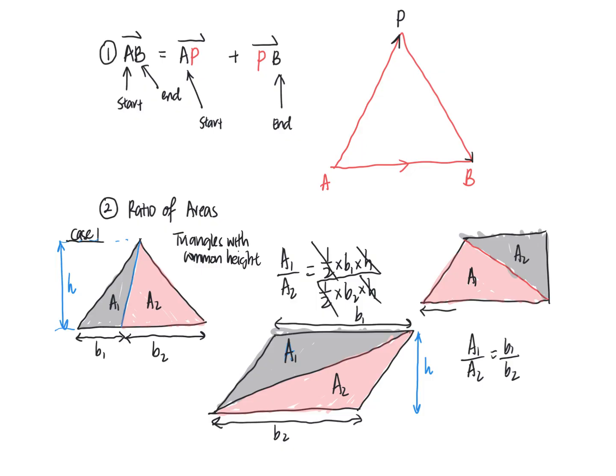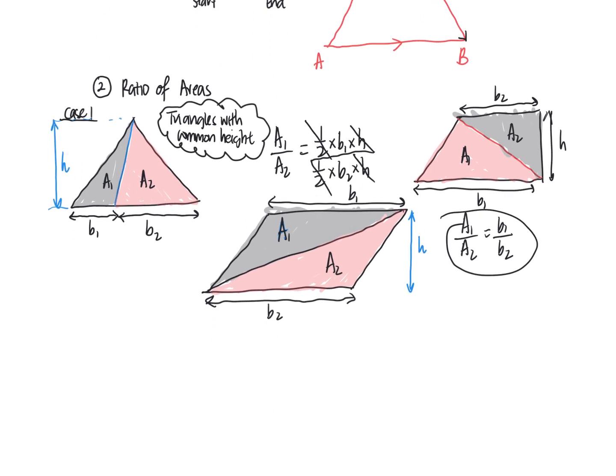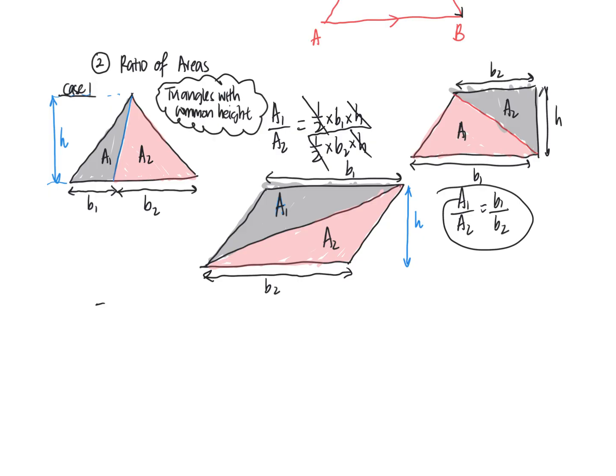Okay, so this one is B1, B2. This is the height. So same thing, A1 is to A2 is B1 is to B2. So these three cases are all triangles with common height. So yesterday we talked about that. So the second case is similar triangles. Case 2, similar triangles.